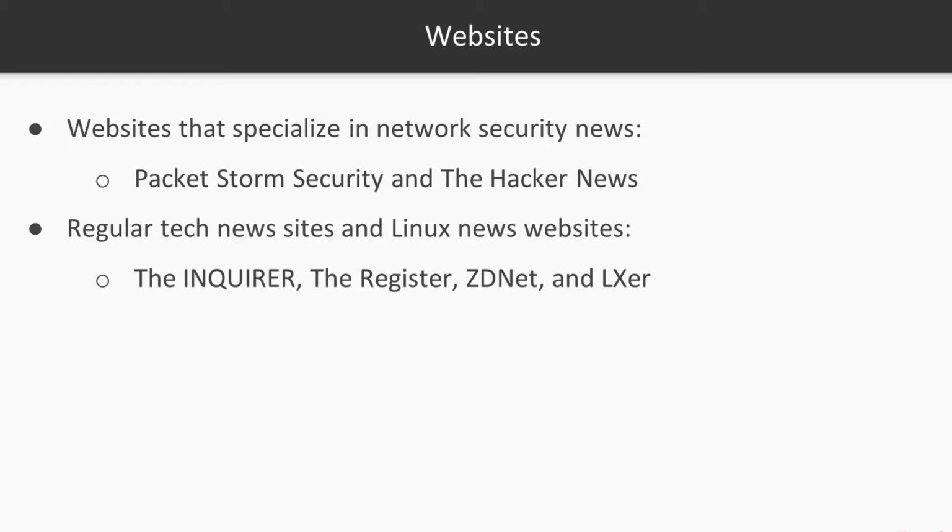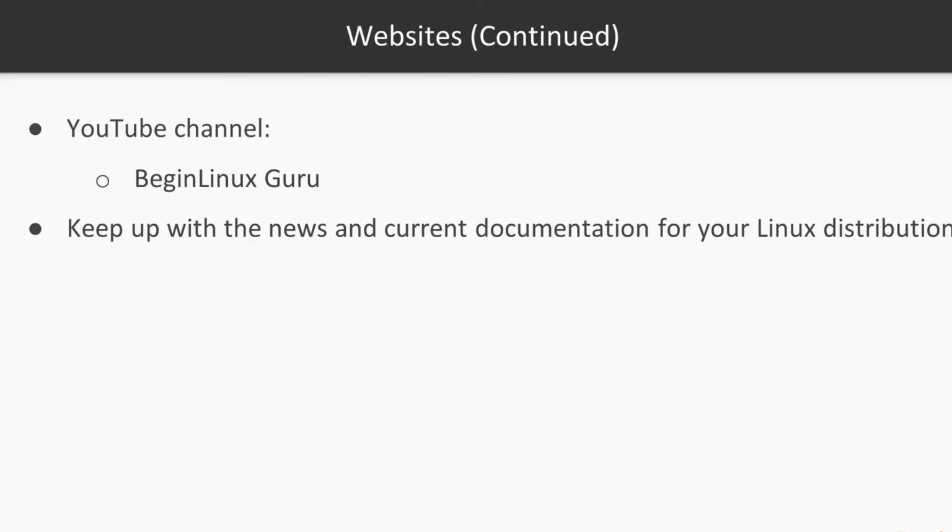Regular tech news sites and Linux news websites, such as The Inquirer, The Register, ZDNet, LXR, also carry reports about network security breaches. And, if you'd rather watch videos than read, you'll find plenty of good YouTube channels, such as Begin Linux Guru. Finally, regardless of which Linux distribution you're using, be sure to keep up with the news and current documentation of your Linux distribution. Distribution maintainers should have a way of letting you know if a security problem crops up in their products.